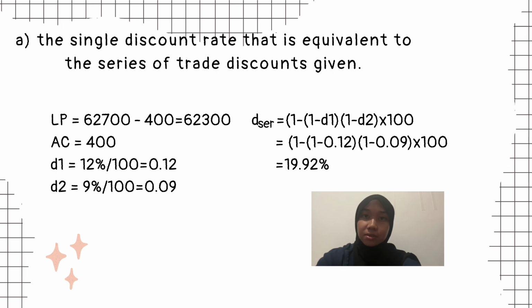For single discount rate, we use the formula DSER equals open bracket 1 minus, 1 minus D1, 1 minus D2, close bracket, times 100. Insert the information given: equals open bracket 1 minus 0.12, 1 minus 0.09, close bracket, times 100. So the answer is 19.192%.